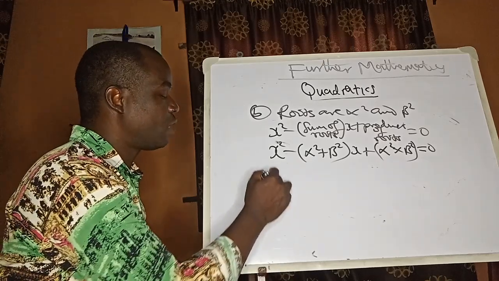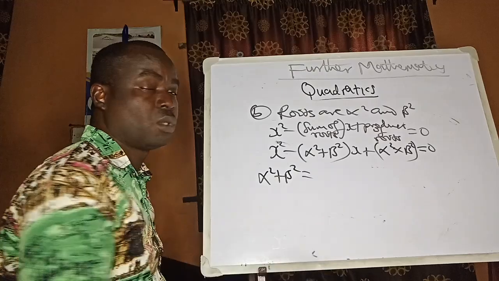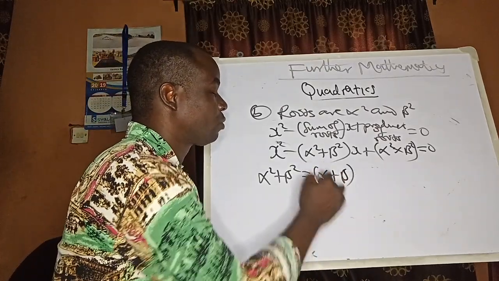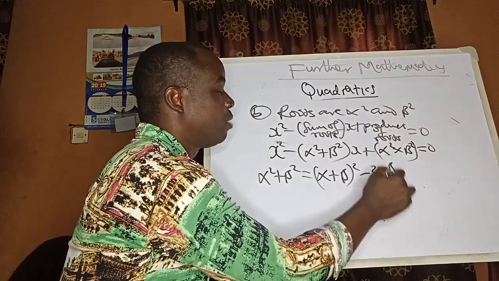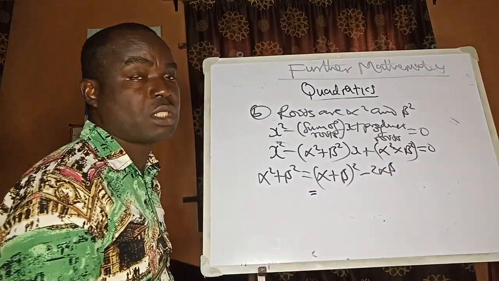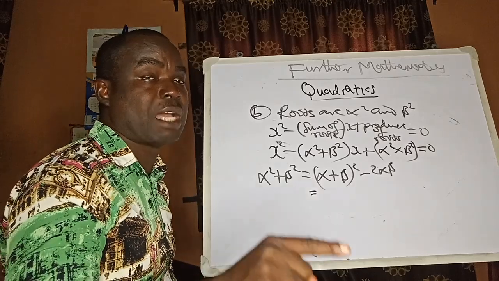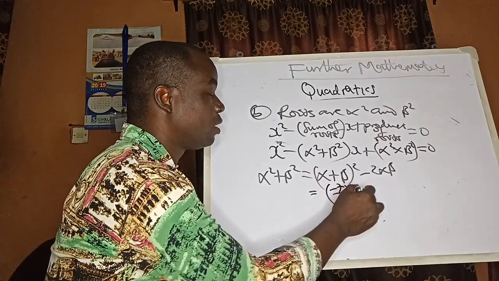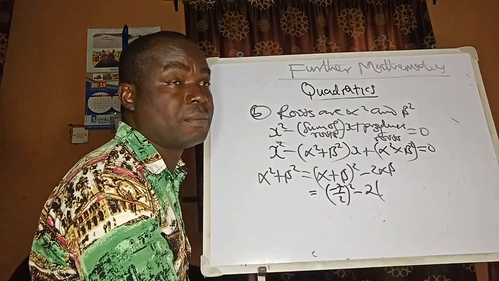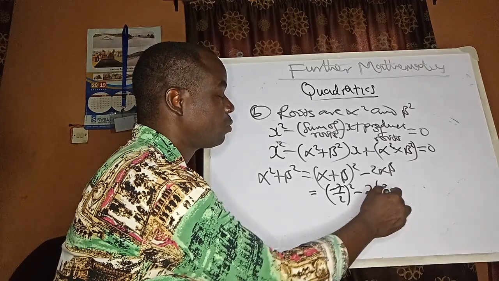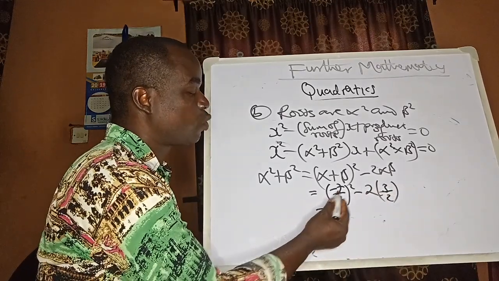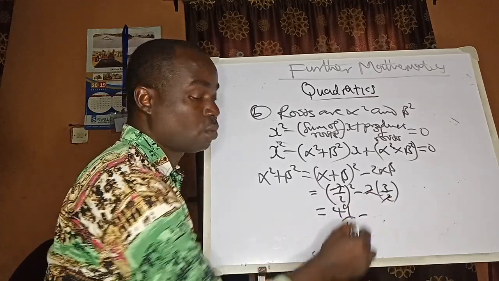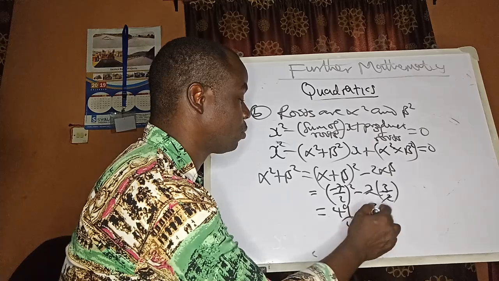How do we find alpha squared plus beta squared? I gave you the formula in video 1. The formula is alpha plus beta all squared minus 2 alpha beta, which will give us, what's our alpha plus beta? You have it there, minus 7 over 2. So minus 7 over 2 all squared minus 2 bracket alpha beta is 3 over 2. So minus 7 squared is 49. 2 squared is 4. Cancel, cancel. So here I have 3.